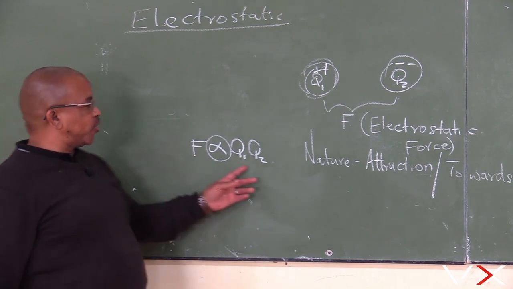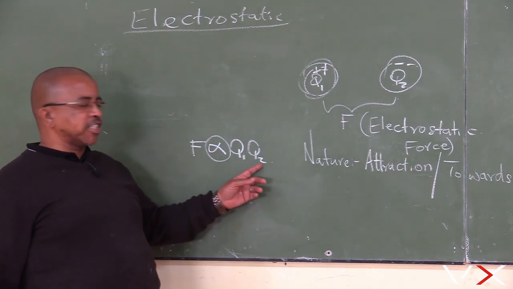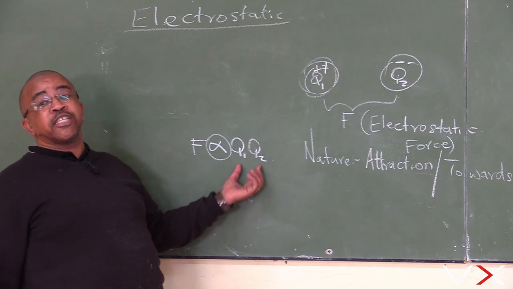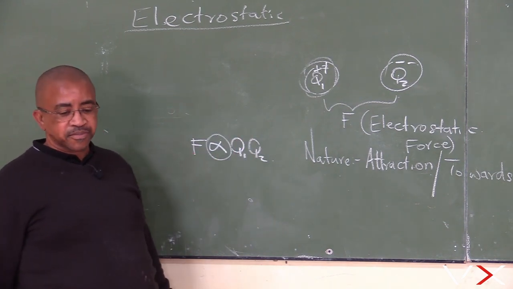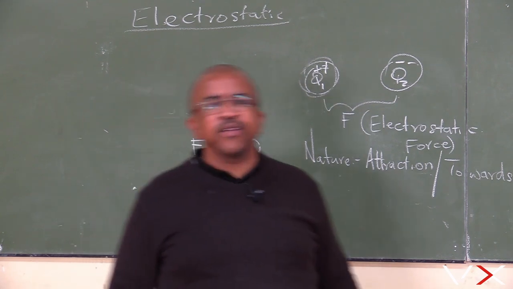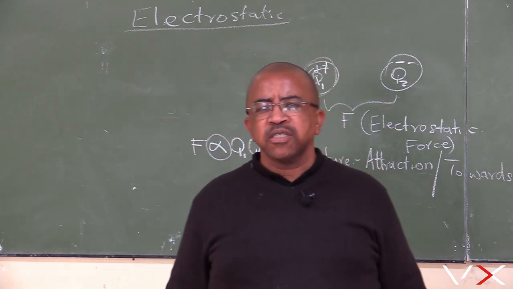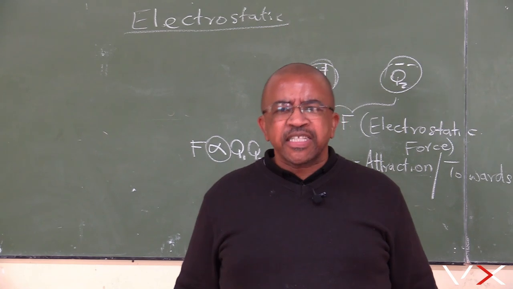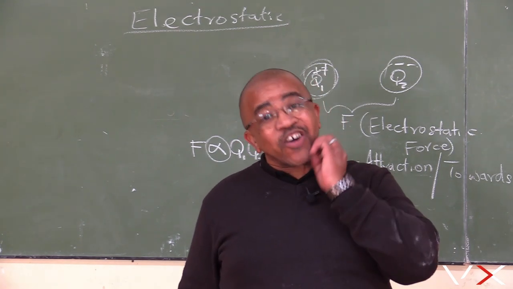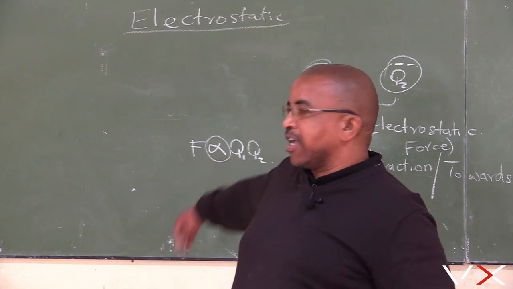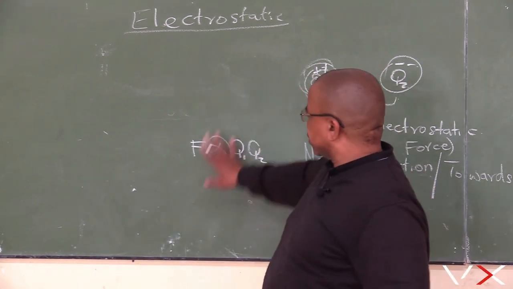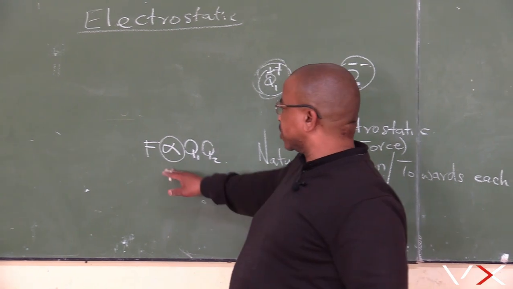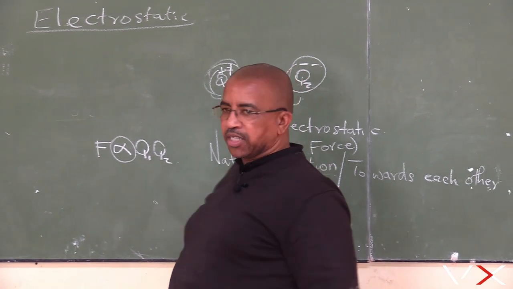So now we have Q1 and Q2, and there is interaction between Q1 and Q2. As the charge of Q1 increases, so does the electrostatic force. The electrostatic force depends on the charge between two bodies. So one of the factors that affects the electrostatic force is the charge of the two bodies. As the charges increase, so does the electrostatic force; as the charges decrease, so does the electrostatic force. Hence we say the electrostatic force is directly proportional to the charge.